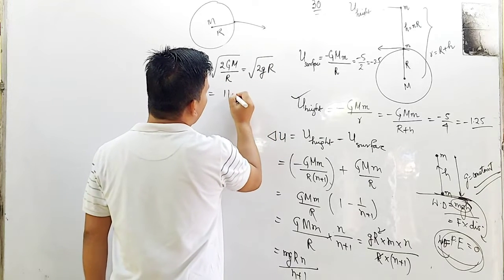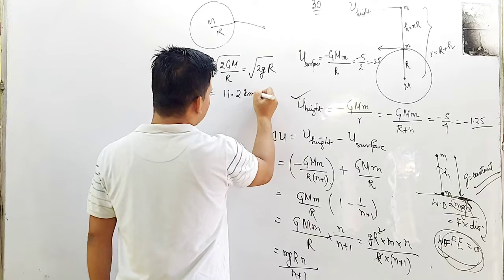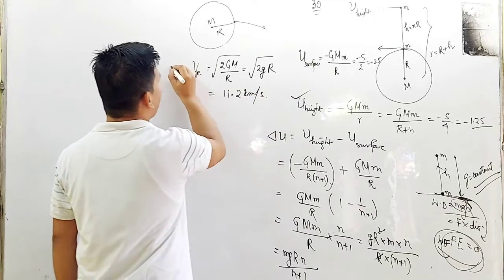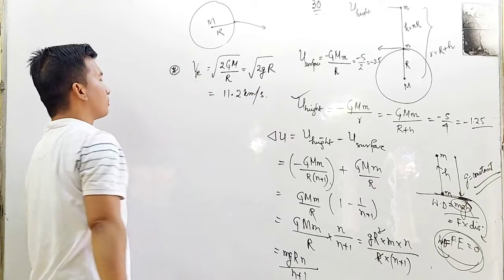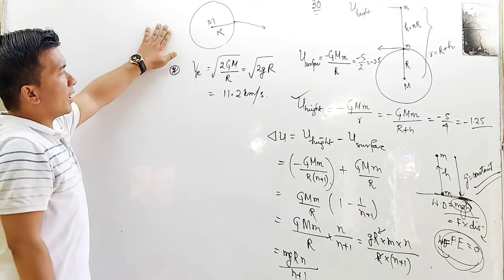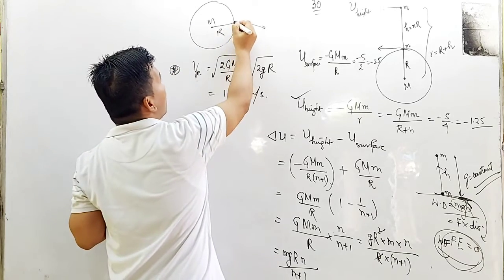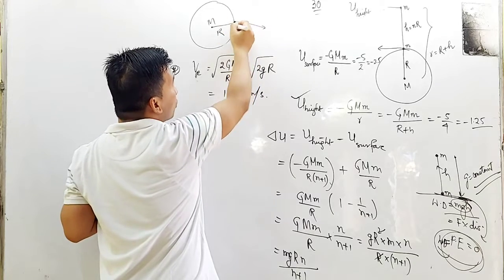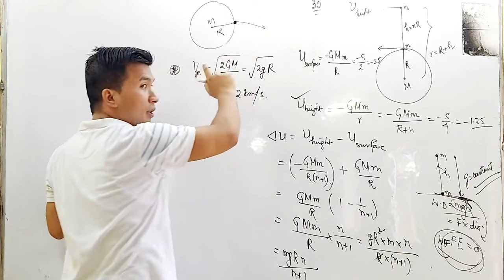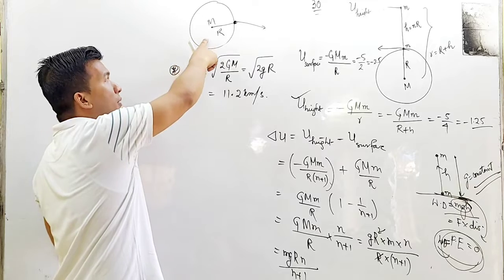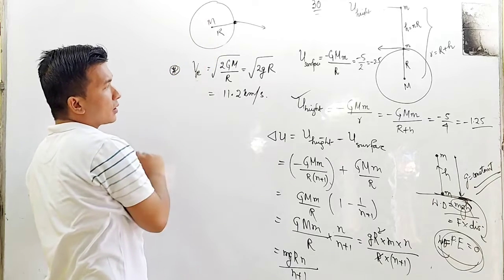The value will be 11.2 kilometer per second. The escape velocity doesn't depend upon the mass of the object that is to be projected. It depends upon the mass of the planet.